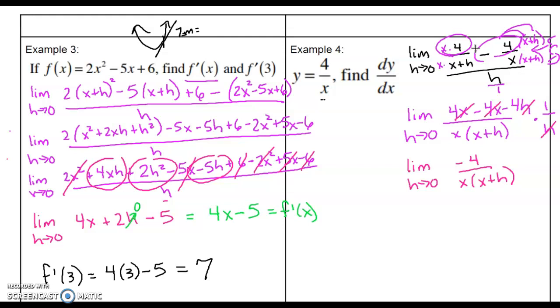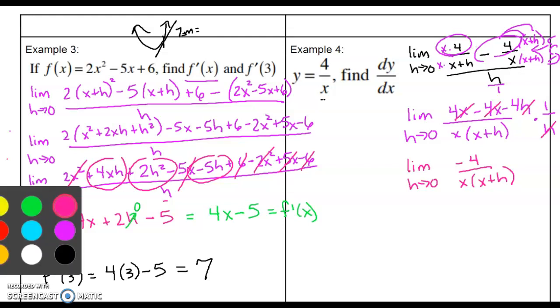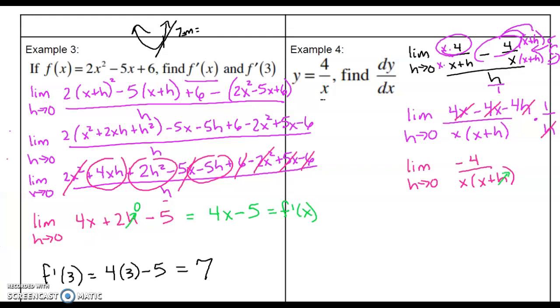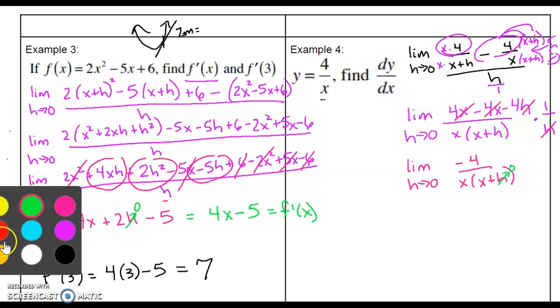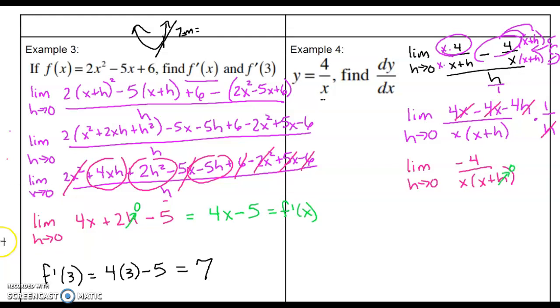All right, now we're going to apply our limit. So h is going to go to 0. And we're left with negative 4 over x times x, which is x squared. So that is our derivative.